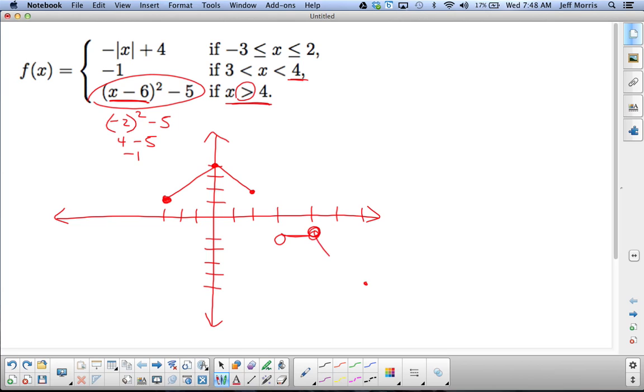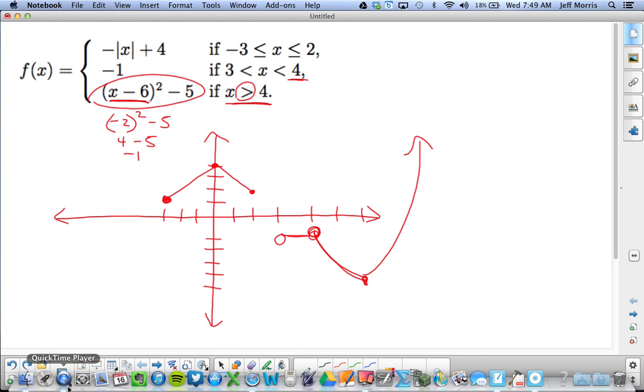And then I'm going to graph the parabola, and then it's everything greater than 4. Hit that point a little bit better. Go all the way down there, and then it will just go up. And there's the other piecewise function. So that's what it looks like when you graph all the pieces of that piecewise function.